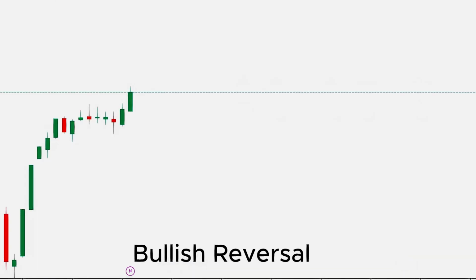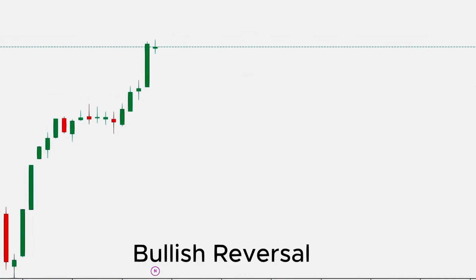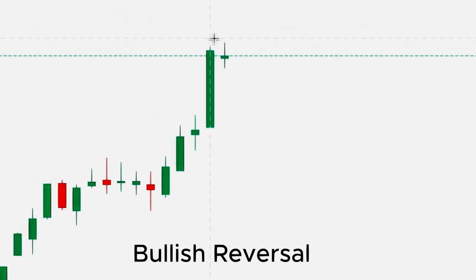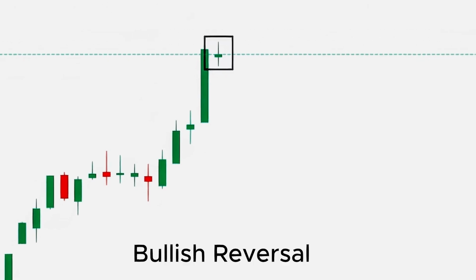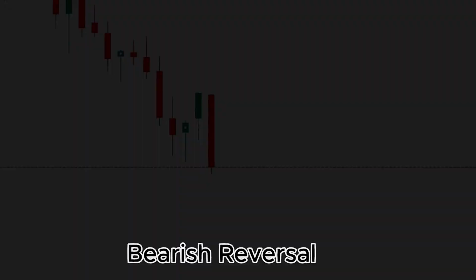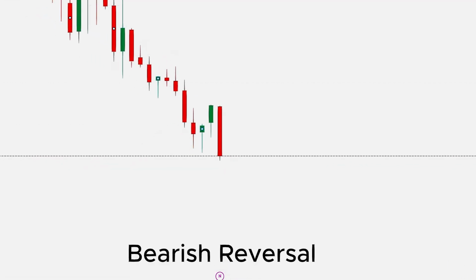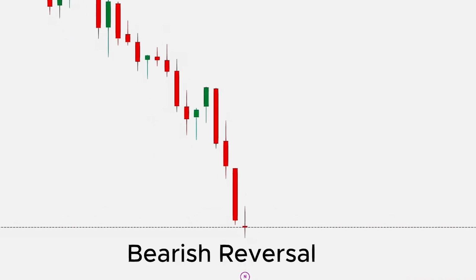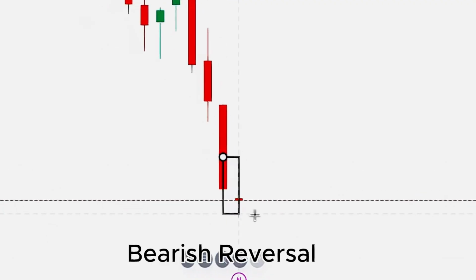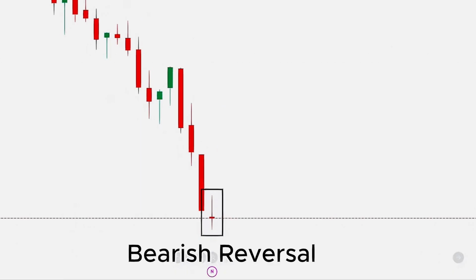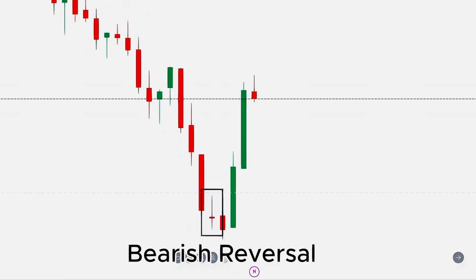In this example, the market is in a clear uptrend. However, the appearance of a Doji candle at the peak signals a potential exhaustion, leading to a swift reversal into a downtrend. Here, the market is in a downtrend. The emergence of a Doji candle suggests a loss of selling pressure, which precedes a sharp reversal upward.